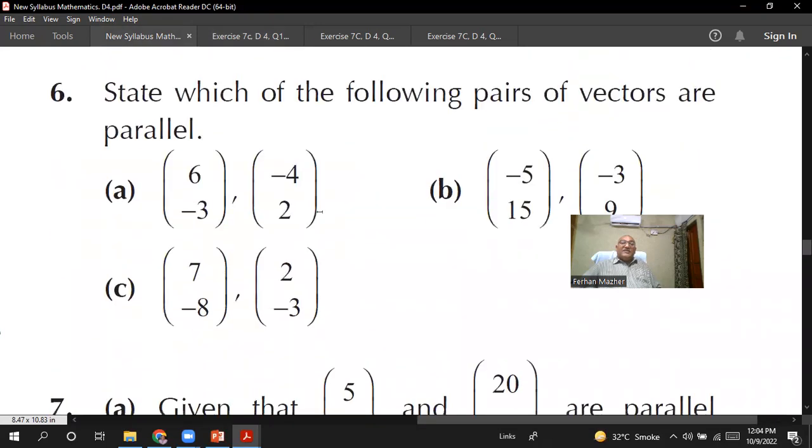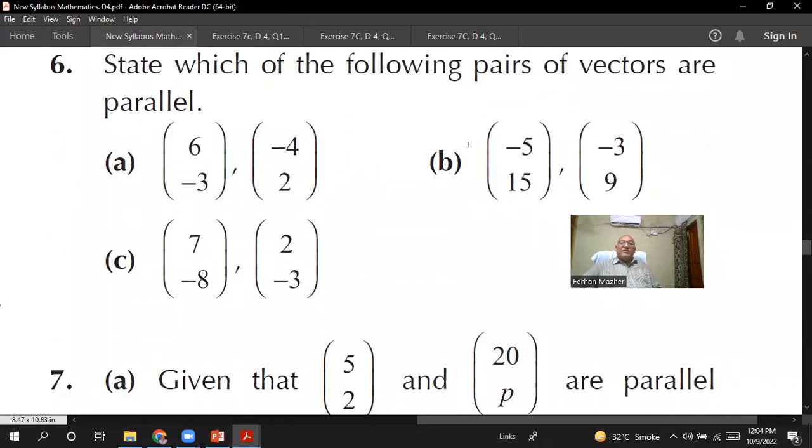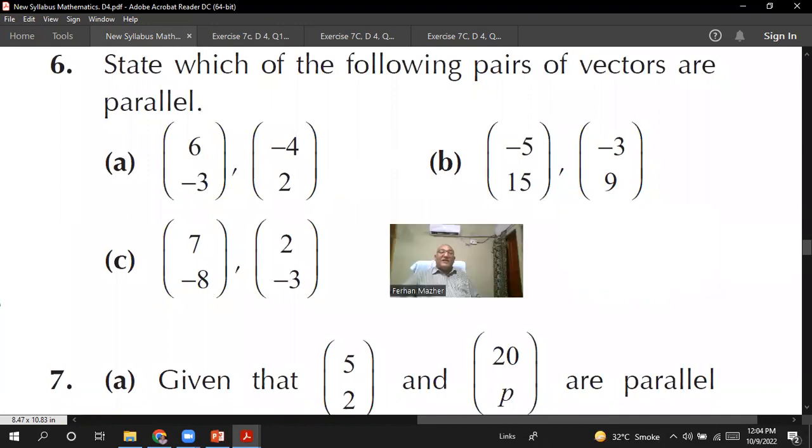Hopefully you understand. Okay, he says state which of the following pairs of vectors are parallel. If two vectors, their column vectors are given and you want to find out if they are parallel or not parallel, the method is very simple. You take the ratio of x1 with x2. You take the ratio of y1 with y2. If both the ratios are the same, the vectors are parallel to each other. So let me show you.